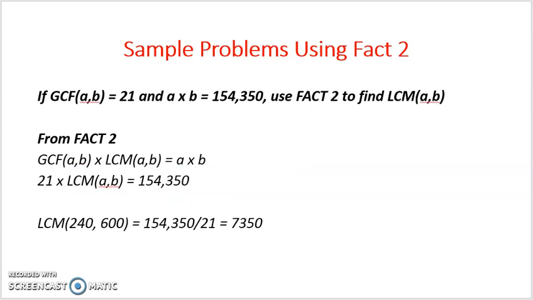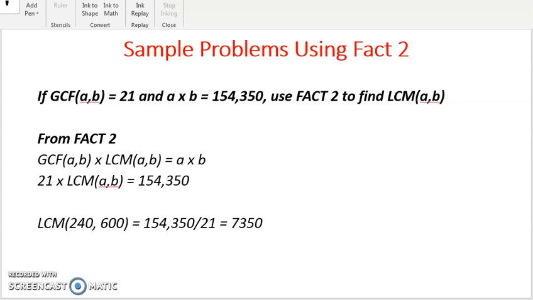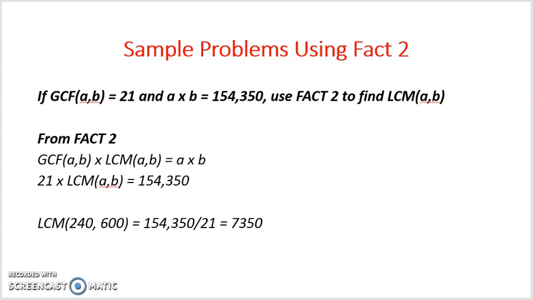Sample problem number 2 on fact 2 says that if the GCF of two numbers is 21 and the product of those numbers is 154,350, use fact 2 to find the LCM of the two numbers. Again, from fact 2, this is where I would start. I just state fact 2. The GCF of A and B times the LCM of A and B equals the product of A and B.